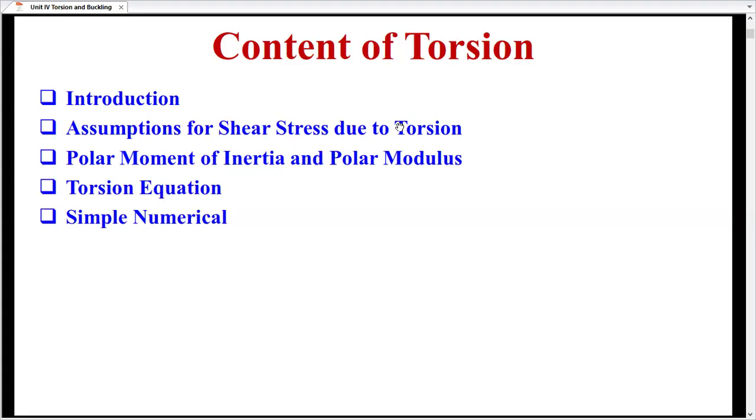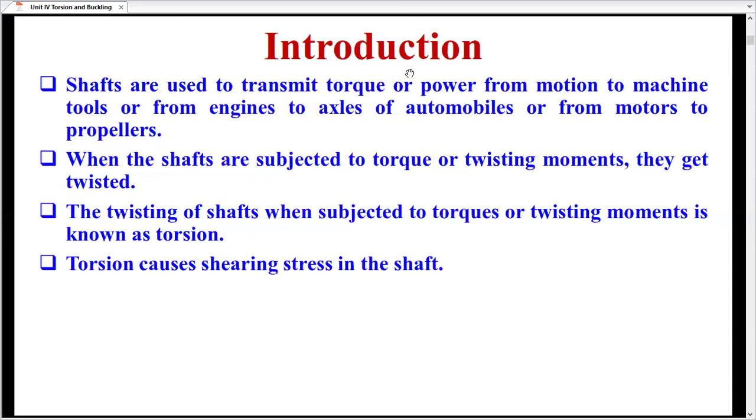So basically, when a shaft is used to transmit power, or we can say torque, for example from a motor or engine to a machine tool, or from the engine to the axle in an automobile, then we are using shafts. When these shafts are subjected to torque or twisting moments, they will get twisted, and that twisting is known as torsion. Torsion causes shearing stress in the shaft, and we have to identify at how much twist the shaft may fail.